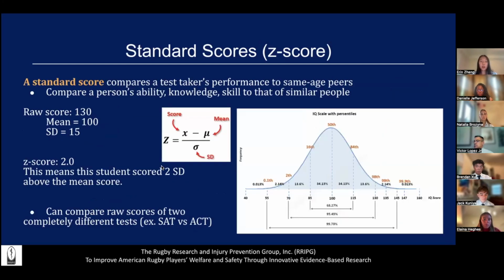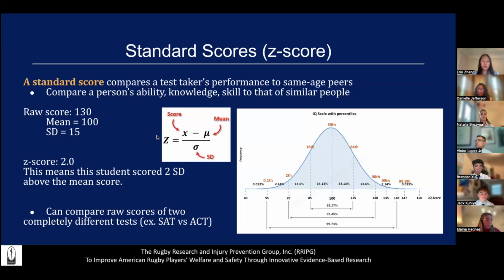So I wanted to talk about standard deviation last because standard scores are a direct application of standard deviation. A standard score compares a test taker's performance to same age peers, or similar test takers, and doesn't represent the amount of ability, knowledge, or skill that a person has. Rather, it just compares a person's ability, knowledge, or skill to that of similar people.